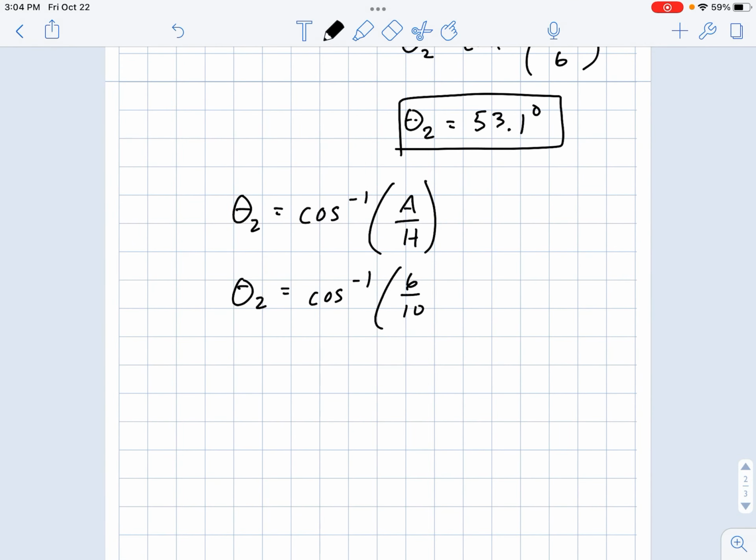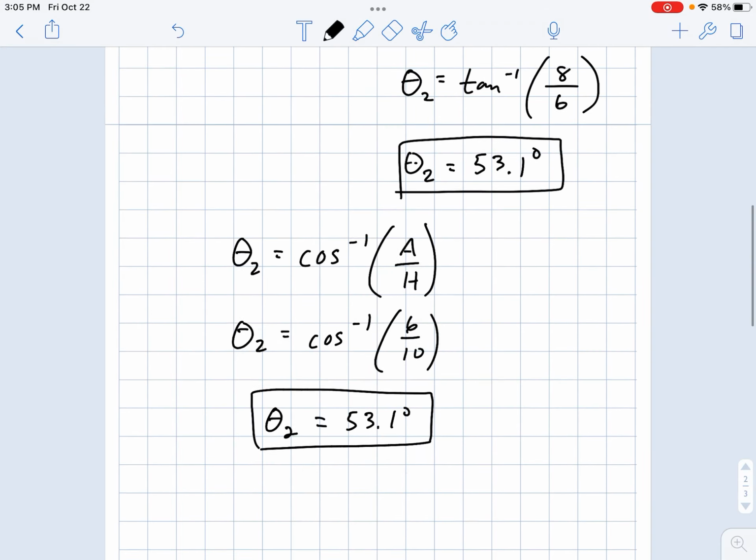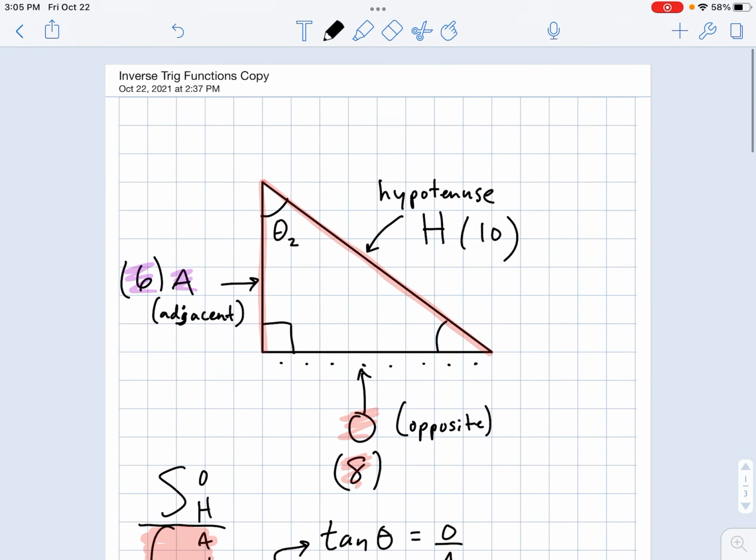So 6 over 10. And then if we say inverse cosine of 6 over 10, I'm plugging it in on my computer. We should get the exact same answer, 53.1 degrees. And sure enough, we do. Now, that was using the adjacent and hypotenuse.